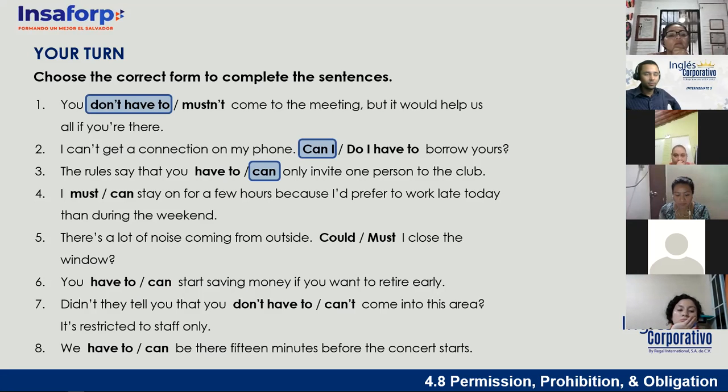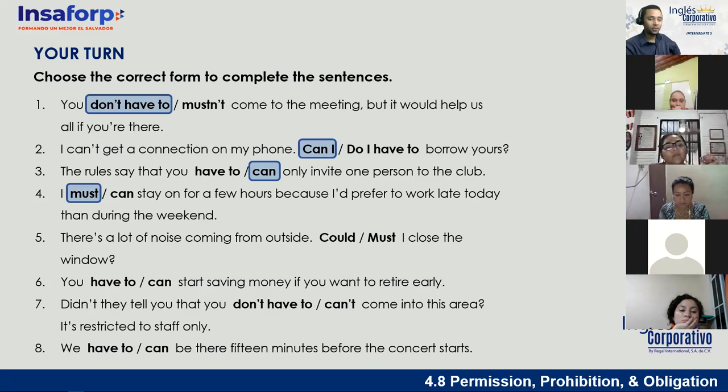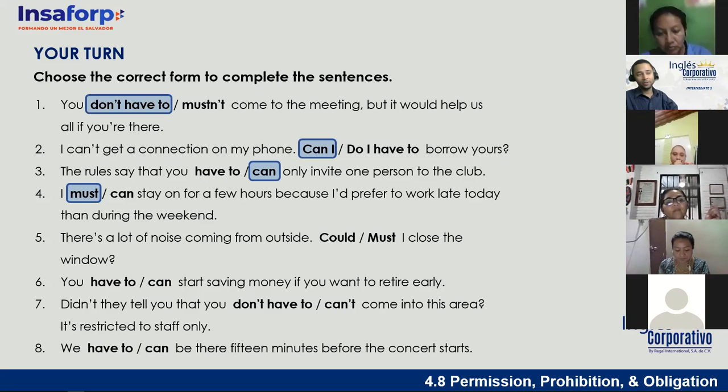I must stay on for a few hours because I'd prefer to work late today than during the weekend. Okay. Puede que no sea una obligación, pero sí es una necesidad fuerte, porque si no lo hace, entonces ya le tocó trabajar hasta tarde el fin de semana. Entonces, yeah. So we'll continue with somebody who was raising the hand.